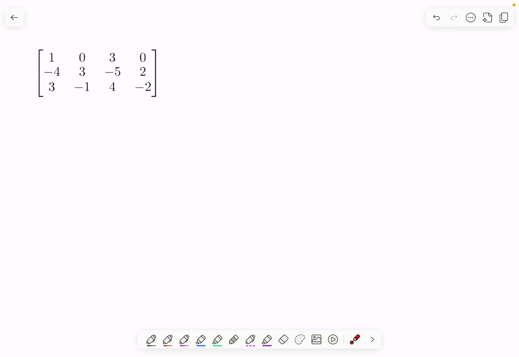We start with our leftmost non-zero column. That's this one. Our pivot position is at the top. The goal is to get everything below that pivot position to be 0. So we want to kill all of these entries. In other words, make them 0.